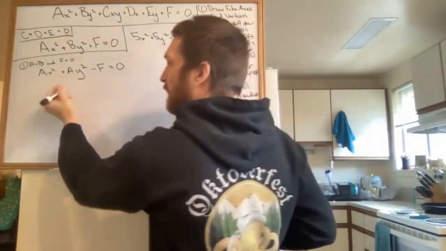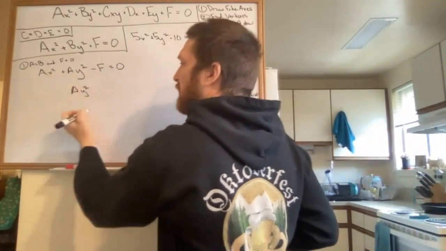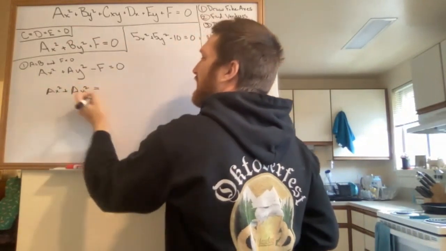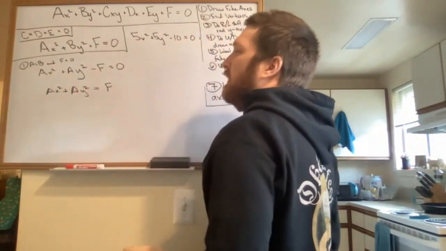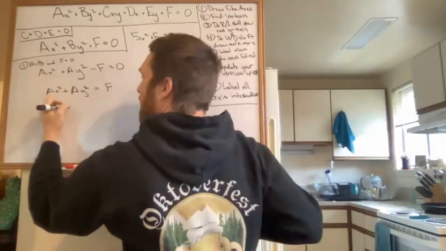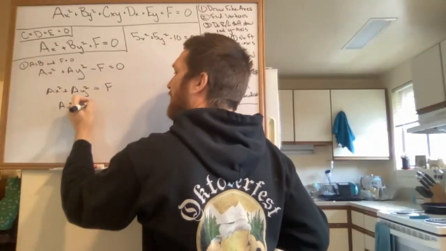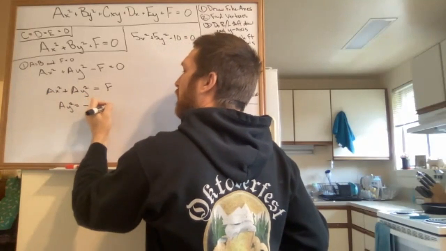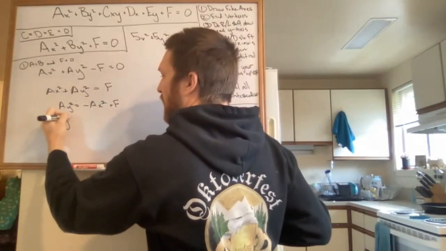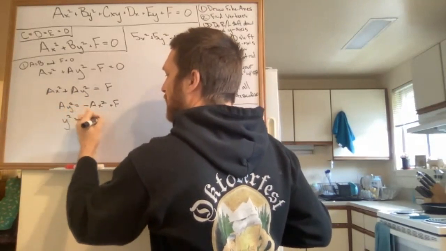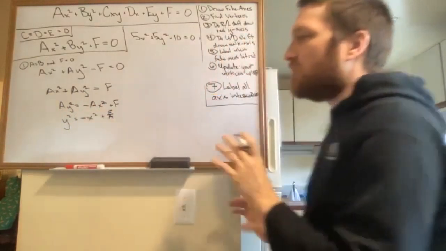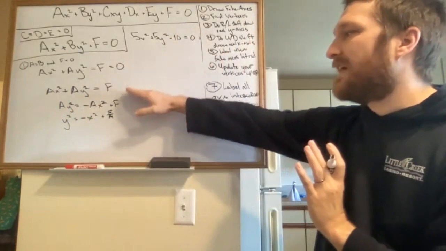Get the y by itself. So I'm going to keep the y right here. How about I get rid of that f first? I'm going to bring the f over to the other side by adding f to both sides. I'm going to bring the a squared over. And so I have a y squared equals minus a x squared plus f. Divide through by a, that gives me y squared equals minus x squared plus f over a. Just so you see what I'm doing. So this isn't just purely abstract.